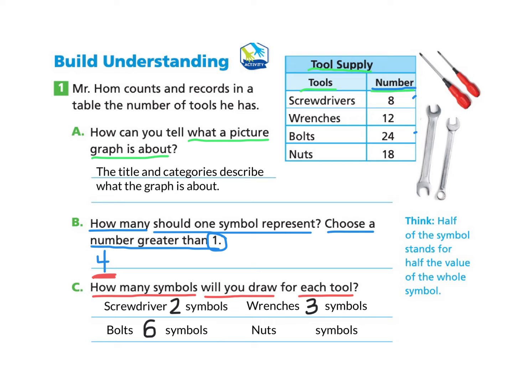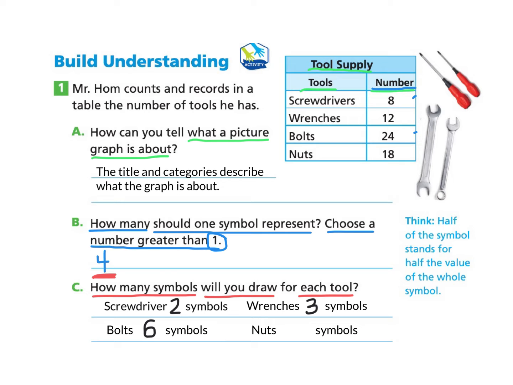All right, let's take a look at the last one. The nuts that he has for the tools is 18. So we can start counting by 4. 4, 8, 12, 16, 20. Oh, that's too many. So we have 4 symbols, but we're going to have some left over because 4 times 4 is 16, and then we would have 17, 18. So we'd have 2 left over.